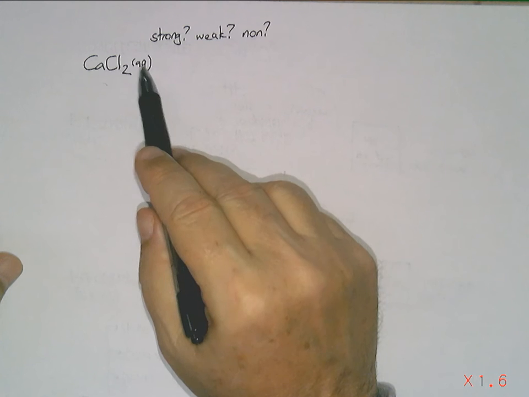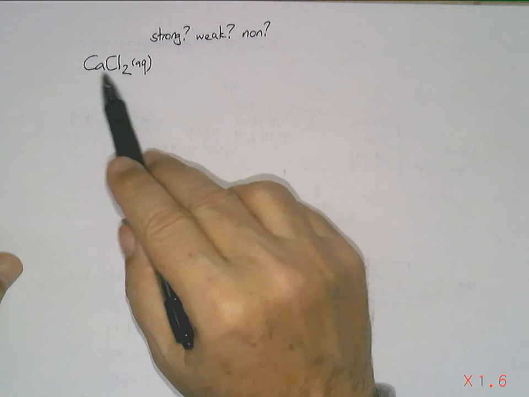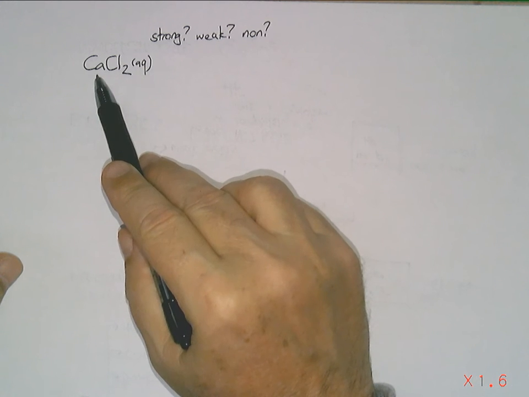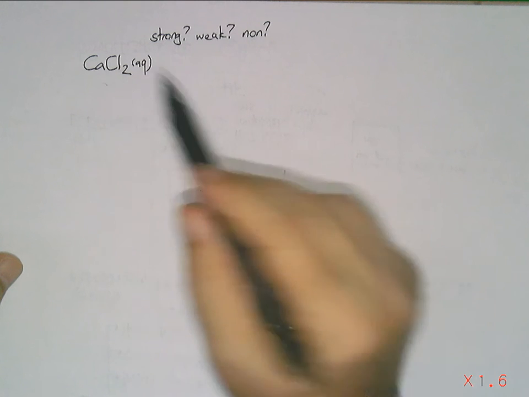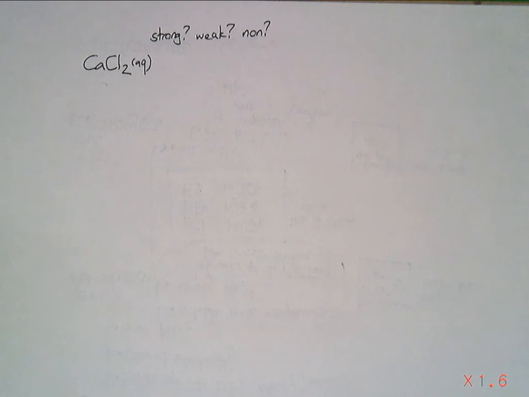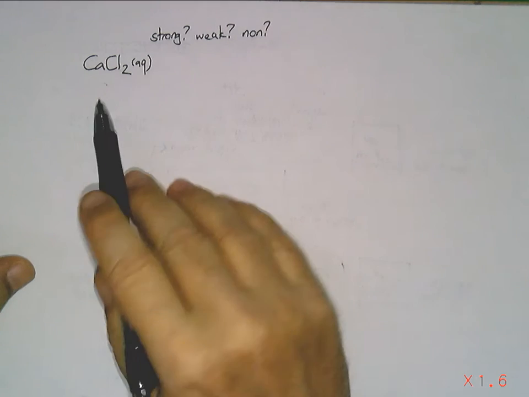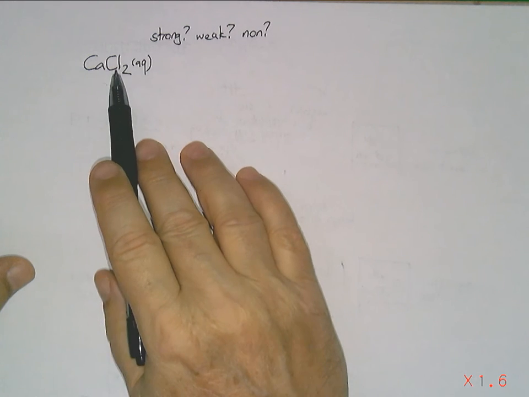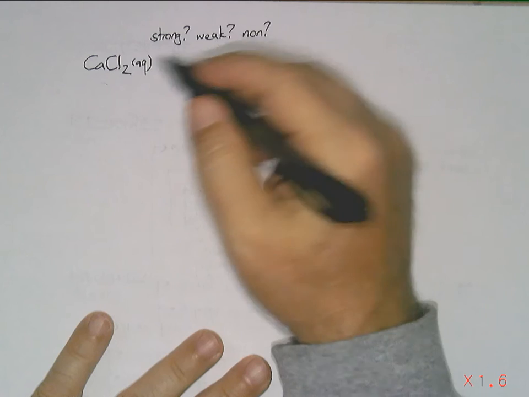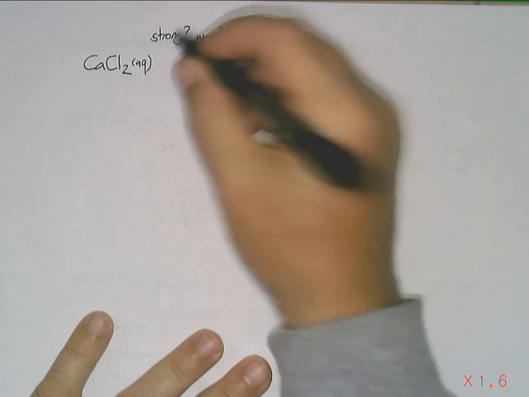So this is a soluble compound, and I recognize it as ionic because I can see ions that I know in there. There's a calcium ion in there, and there are chlorides. And if I go back a little further, I recognize it as an ionic compound because it's got a metal and a non-metal. So if it's a soluble ionic compound, it's a strong electrolyte.